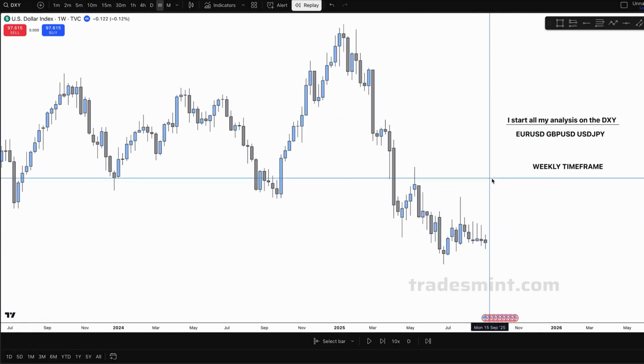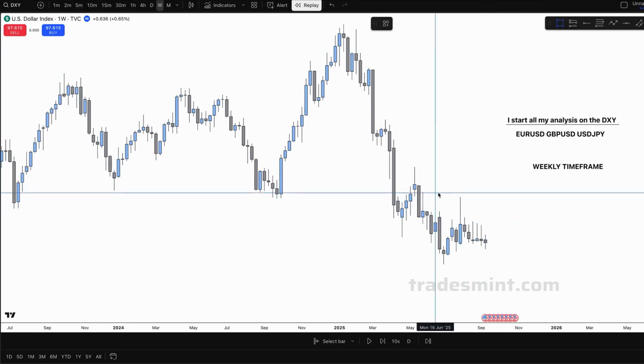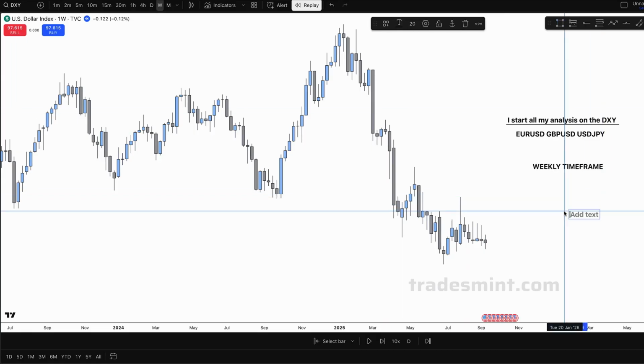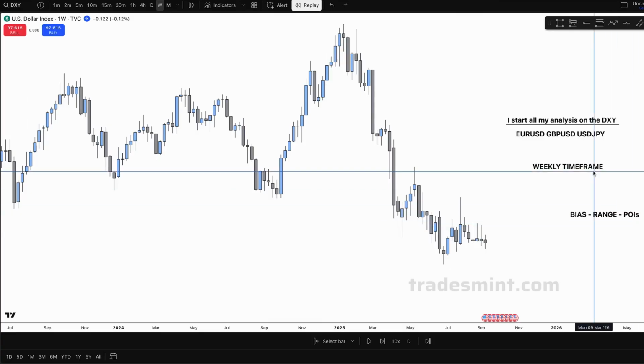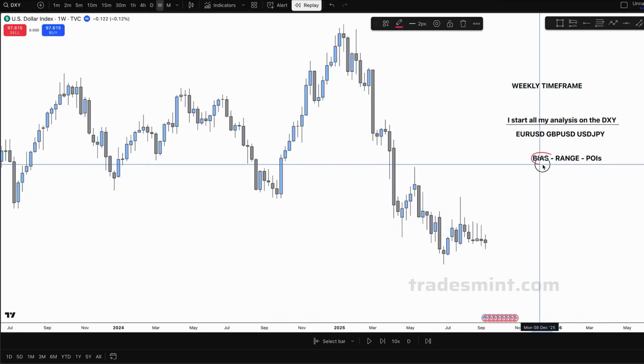And basically what we want to do here, as per the small explanation in System at a Glance, is identify a few things. We went through a checklist. We want to find bias, range, and then POIs. So that's what we're going to do, all right? We're going to start with bias. And we do this by doing 2 things.